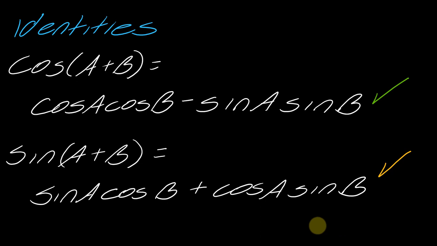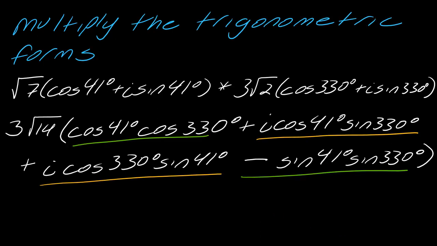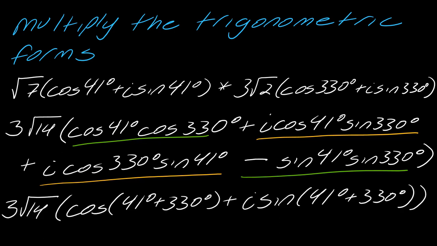Okay? So these can all be compressed using the identity. So what I end up doing is I rewrite this as, so this part on the outside stays the same. This becomes cosine now of, and I just add up the two degree measures, 41 degrees and 330. And then this other one, this is i times sine of 41 degrees plus 330.